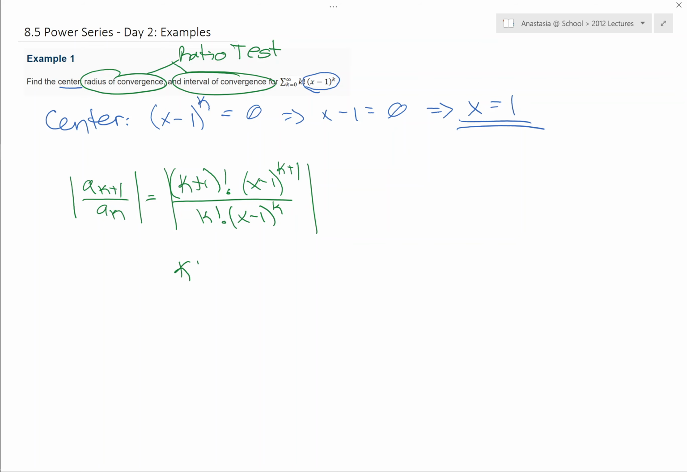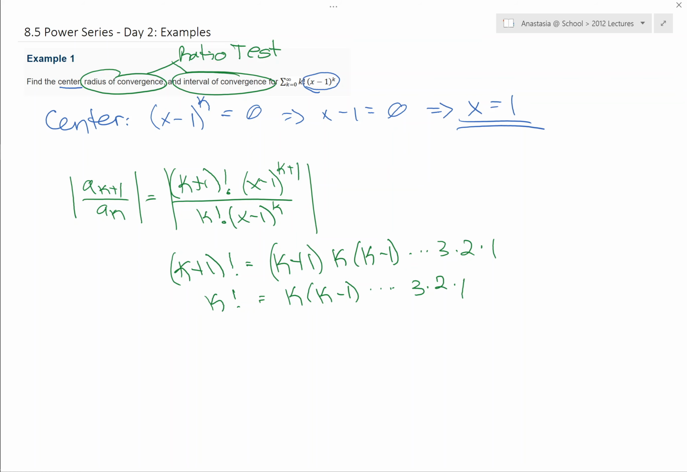Remember that with the factorial, we can rewrite that as (k plus 1) times k times (k minus 1) and so on and so forth, down to 1, and the k factorial is going to be k times (k minus 1) all the way down to 1. So the only thing that doesn't cancel out in this case is the k plus 1 in the numerator. So that's going to give us a k plus 1 here. Those values are all positive, so you don't absolutely have to have the absolute values around them.